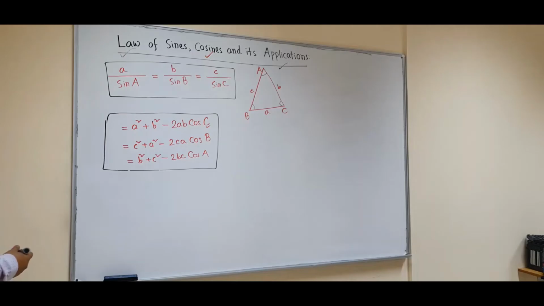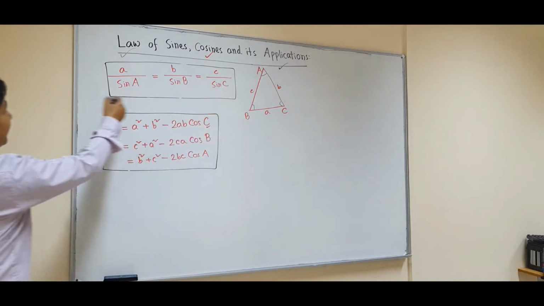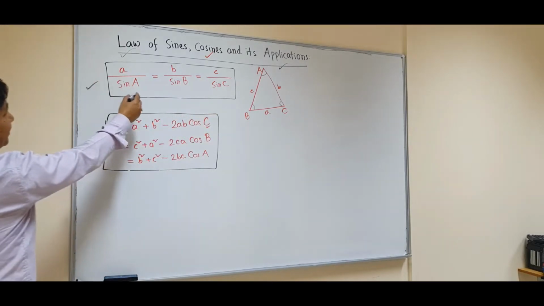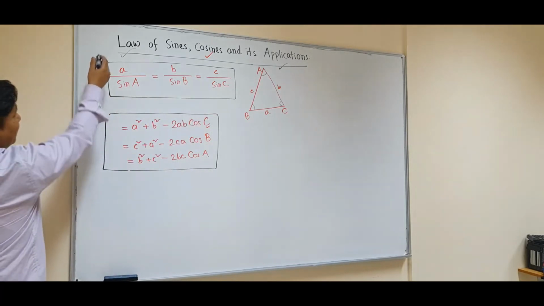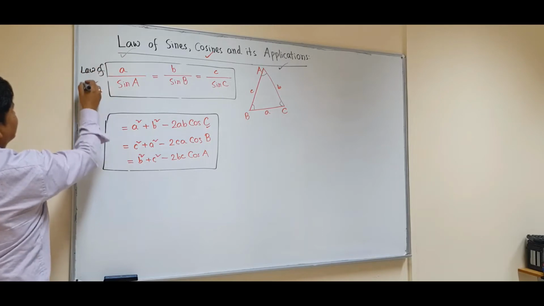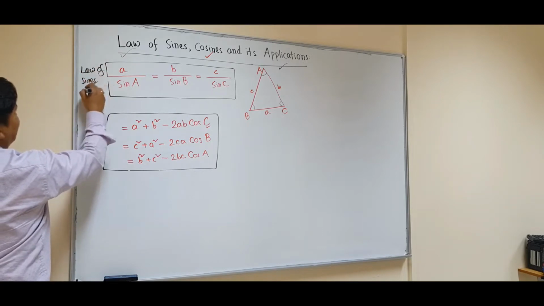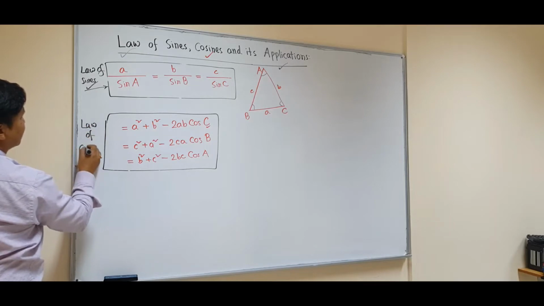Let us discuss the law of sines, cosines and its applications. We know that for a triangle ABC, we have a by sine A equal to b by sine B equal to c by sine C, called the law of sines. So this is your law of sines and this is the law of cosines.